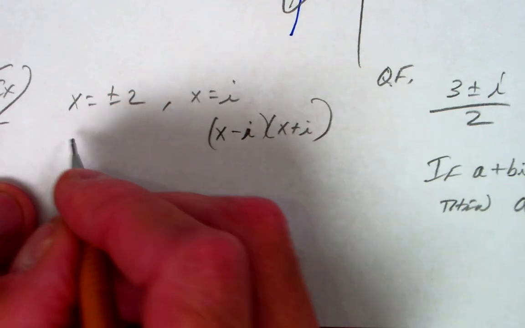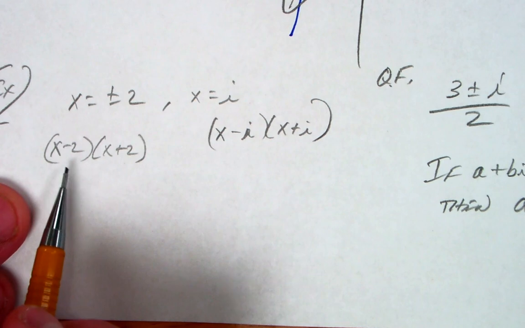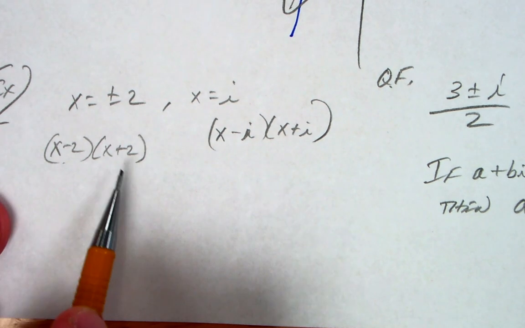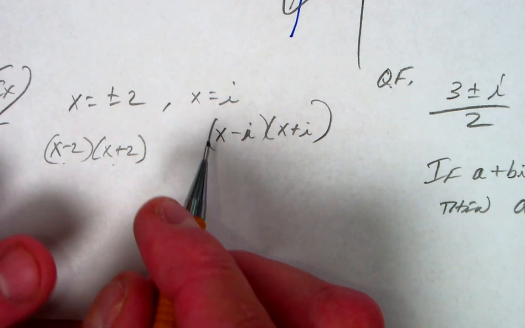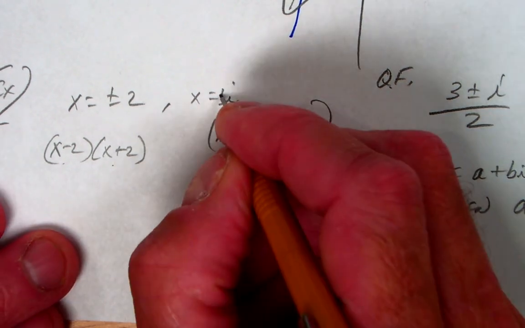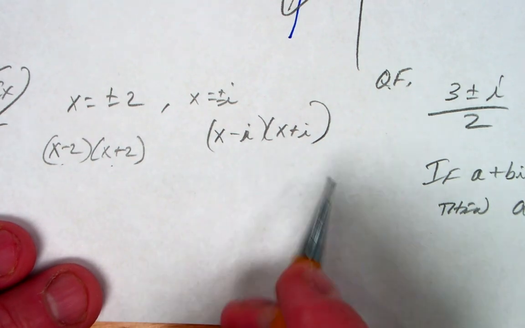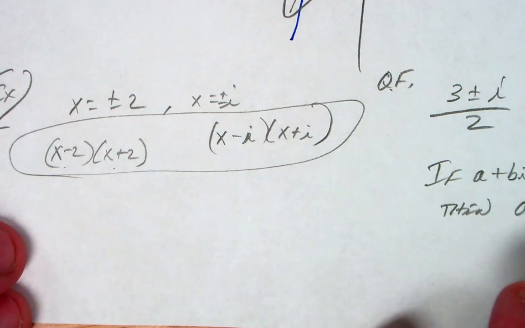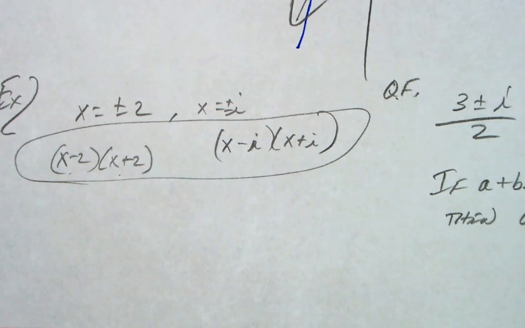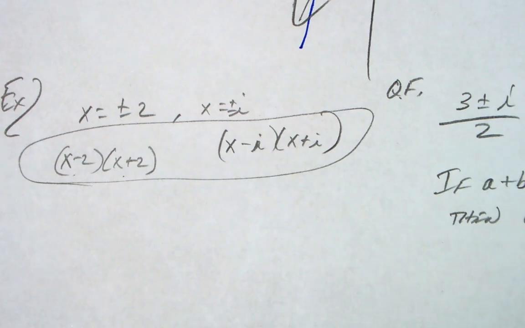Well, this one we have x minus 2 and x plus 2, because there's my binomial for 2. There's my binomial for negative 2. And then this i, it can't just be i. It's got to be a plus or minus i. So x minus i and x plus i. So there are the 4 things I'm going to multiply together to give me my quartic equation that has those particular roots. Okay? Just like here, x minus 2 and x plus 2.